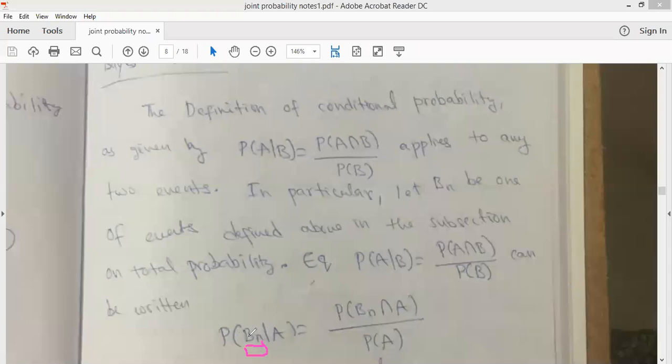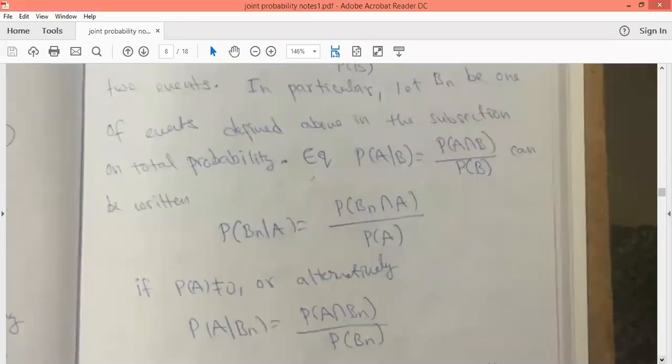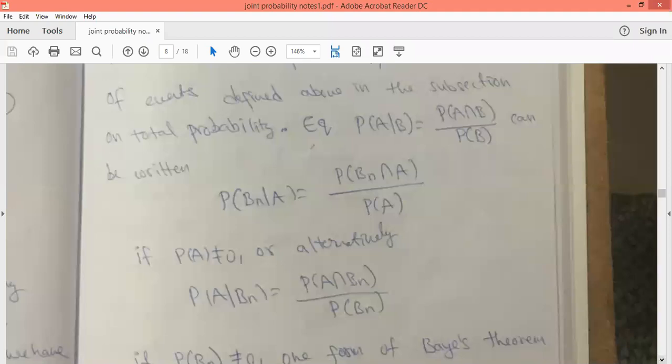Now what is the probability of Bn given that A has already occurred? It will be equal to probability of Bn intersection A divided by probability of A. It is the same as this equation. Since you are finding probability of Bn given that A has occurred, it is probability of Bn intersection A by probability of A. Is it clear? So here the condition is that probability of A should not be equal to 0.